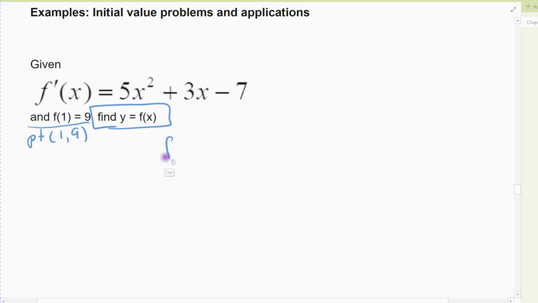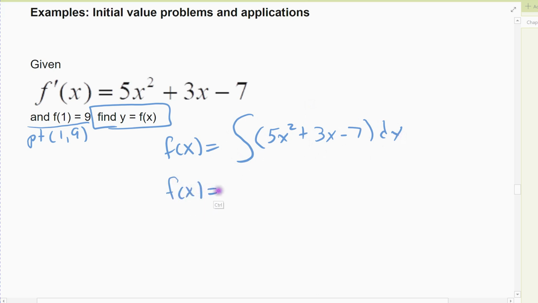Alright, so first, we find all possible antiderivatives by taking the antiderivative of my derivative. So I integrate 5x squared plus 3x minus 7 with respect to x. So again, this gives me all possible answers. So I get 5x to the third divided by 3 plus 3x squared divided by 2 minus 7x plus some unknown constant. So that represents all possible functions. This is all functions that have that derivative. So it's all of them.